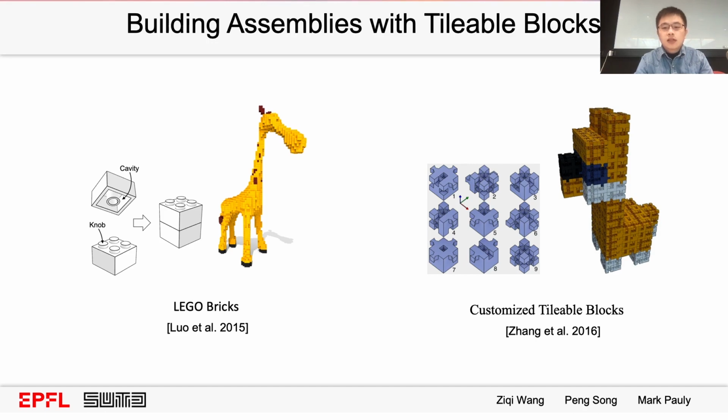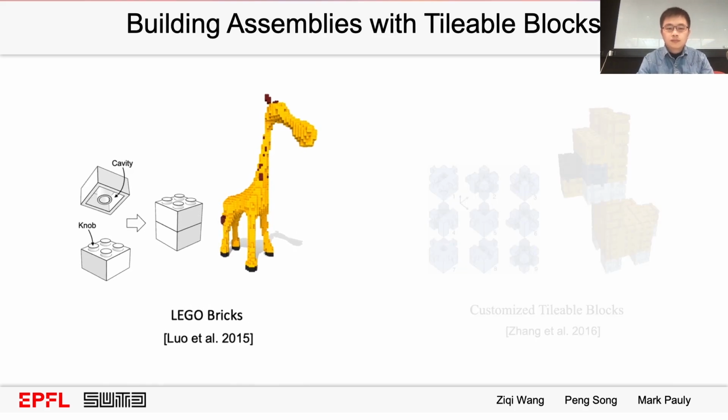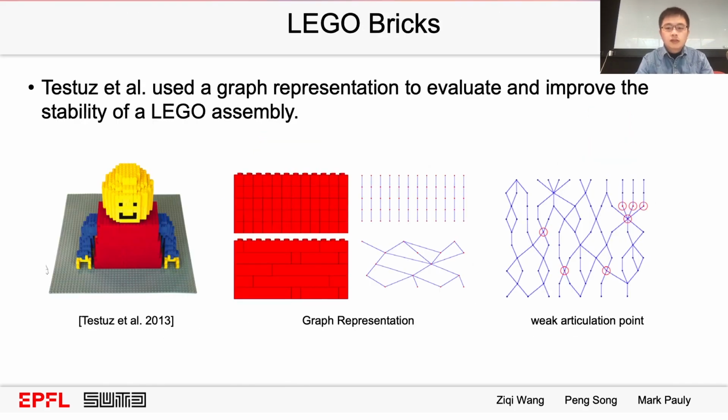Let's first look at how to use Lego bricks to build interesting shapes. The most critical factor here is to make the Lego assembly stable. Testuz and their colleagues represented a Lego assembly as a part graph. The assemblies whose part graph has more edges, with fewer weak articulation points, enjoy better structural stability.